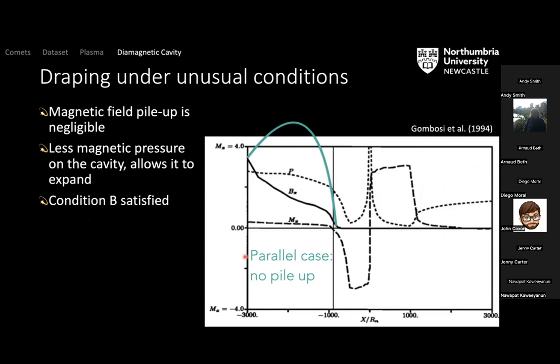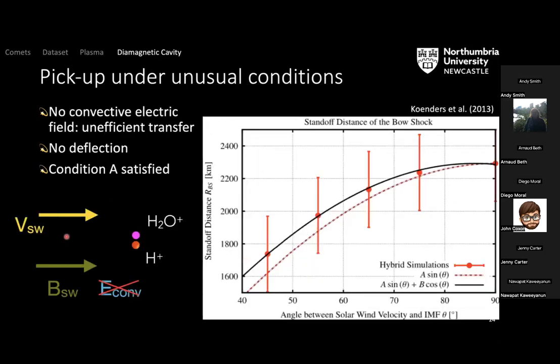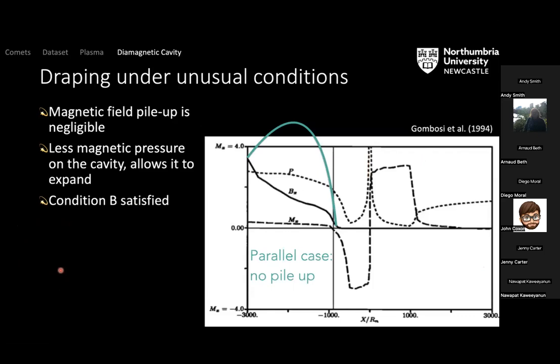If we have this configuration here, we don't see pickup really. So we don't see pileup either. And there were some simulations by Tamas many, many years ago where he simulated these kinds of conditions. And he actually found that as you go towards the inner coma, the magnetic field here in a solid line just decreases and then enters the diamagnetic cavity.